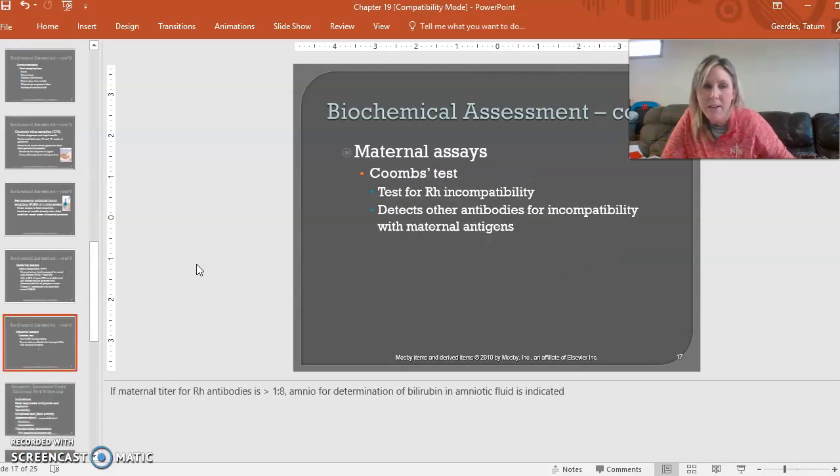We're going to move on and talk about the Coombs test. The Coombs test is used for detecting Rh incompatibilities. So it screens for different antibodies for incompatibilities with maternal antigens. So here's where we get kind of concerned about Rh factor. If mom is Rh negative and baby is Rh positive, the direct Coombs test can help us identify this incompatibility. It also is used to help detect the severity of fetal hemolytic anemia as well.